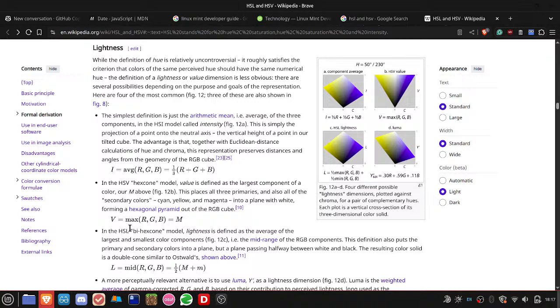Either way, the maximum is something like, for example, the value. For the value, the maximum will be, for example, if there is R equals 100, B equals 200, G equals 254, and 254 will be taken as the value. It will be a lot whiter basically. Okay, that will be very much, what should I say, very much, let me just show this to you.